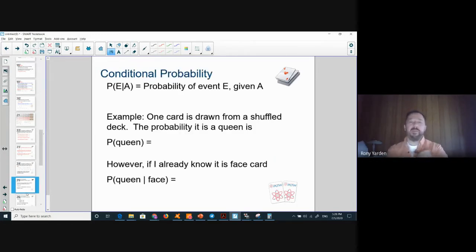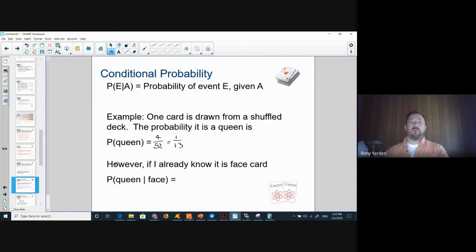Conditional probability. So you write conditional probability with P. That's the probability of event to happen. That's an event that happens. The probability of an event to happen that we previously know that A happened. This event was given. This probability was given. So for example, one card is drawn from a shuffled deck. The probability that this card is a queen. So we already know we have 4 queens in the deck. We have 52 cards altogether. So the result will be 4 over 52 or 1 over 13.